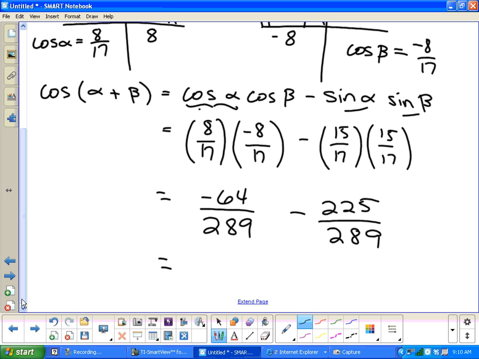Now, when we subtract, that denominator is going to stay the same, isn't it? It's going to be 289. So now all I have to do is negative 64 minus 225, which is negative 289. Okay, so notice what this comes out to be there. Negative 1. A lot of times it comes out to be just a fraction. Sometimes not very nice.